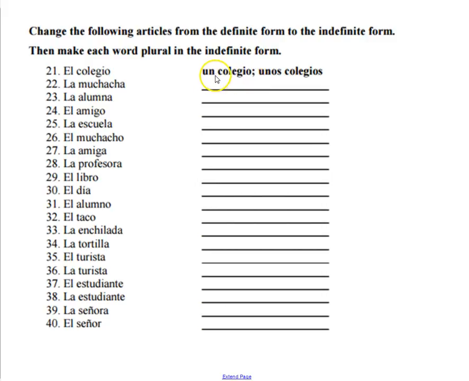And the reason why we did this is because this is equal to el, masculine singular of an indefinite article, and this is masculine plural of an indefinite article. Let's do the same thing for muchacha so you can see what we're supposed to do. La muchacha is going to be una muchacha, right? To make una muchacha plural in the indefinite form, you just add an S. Unas muchachas. So that is how easy it is.